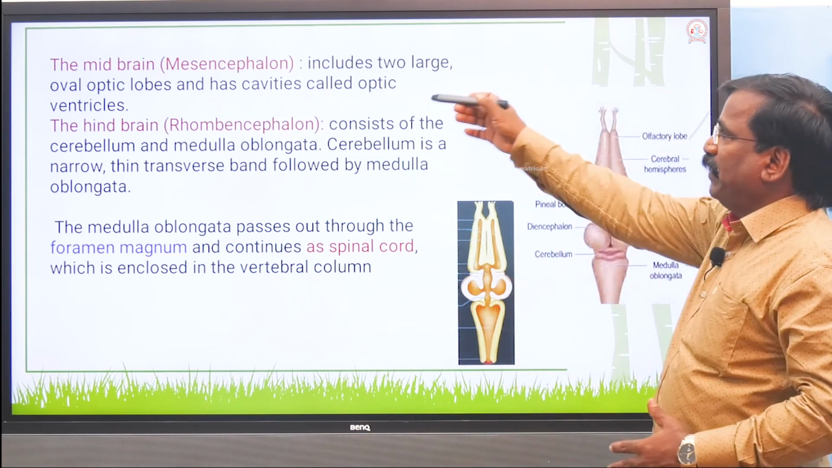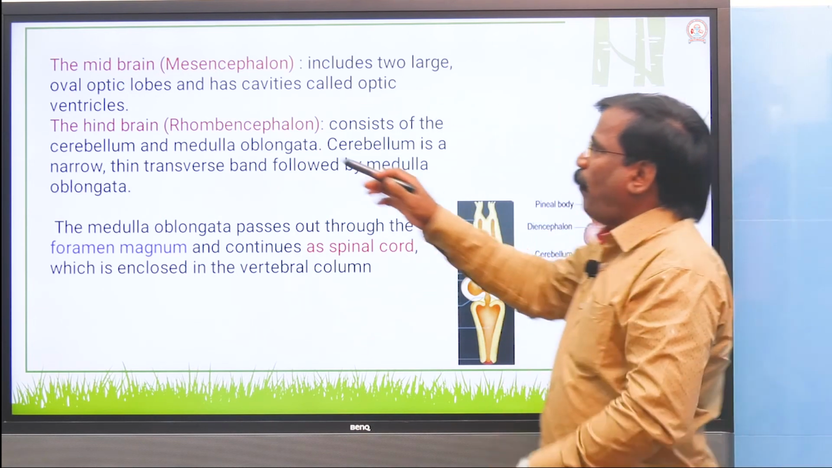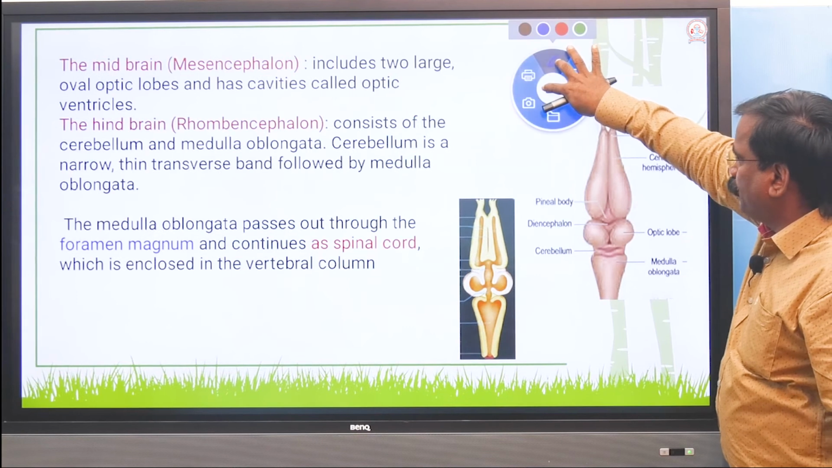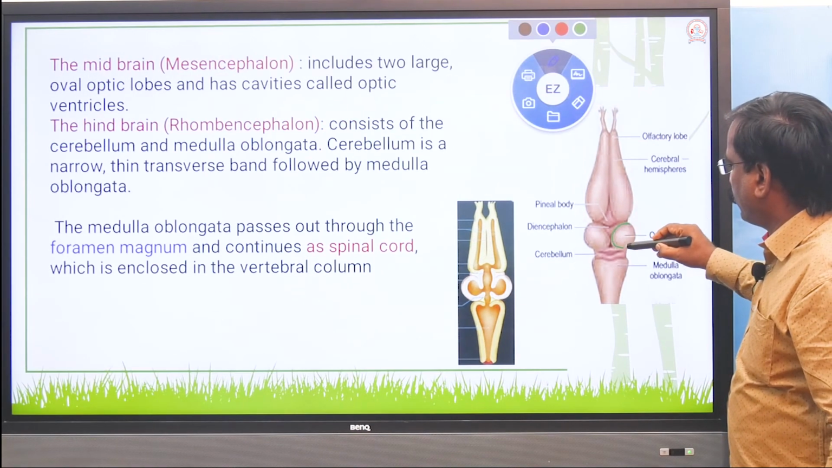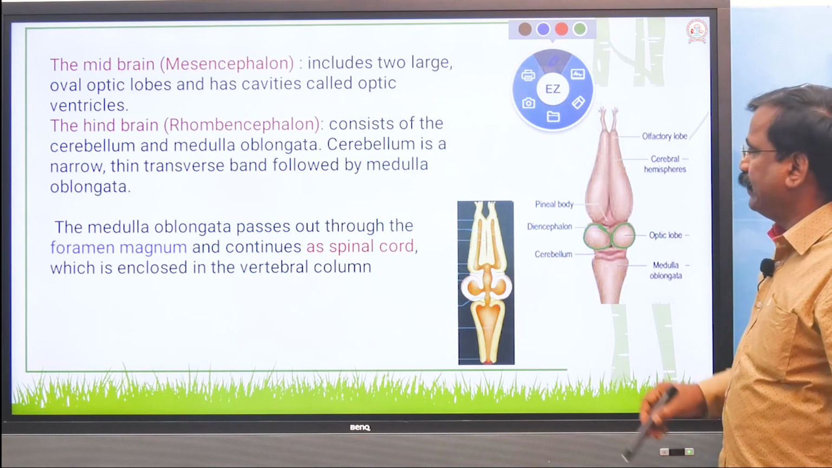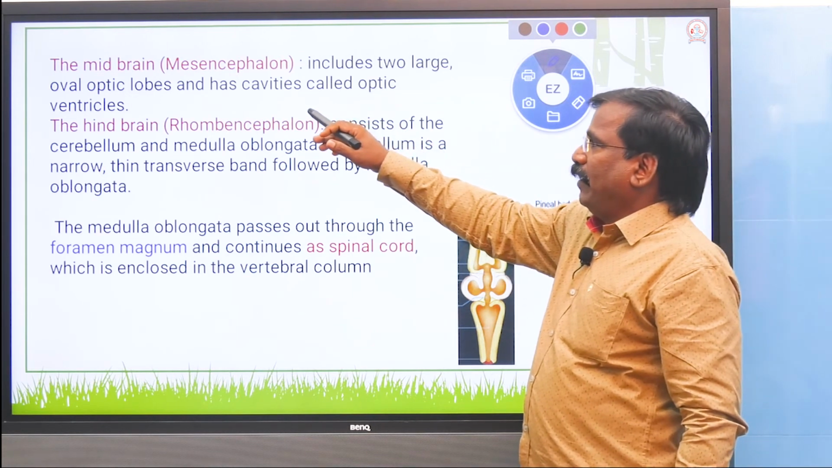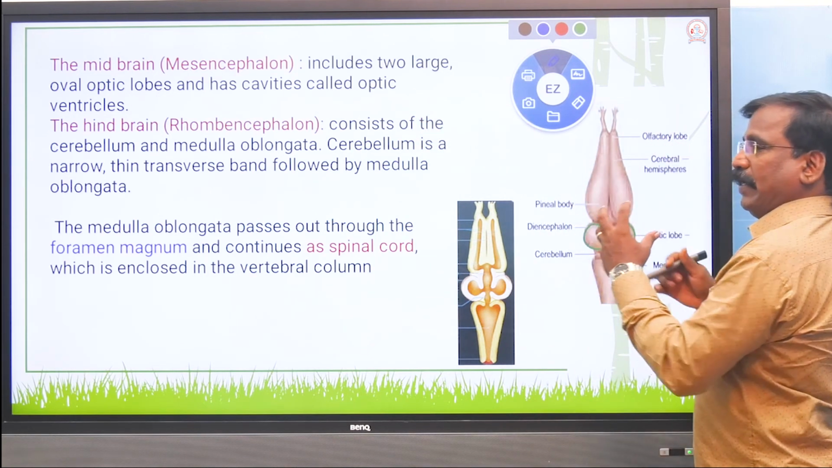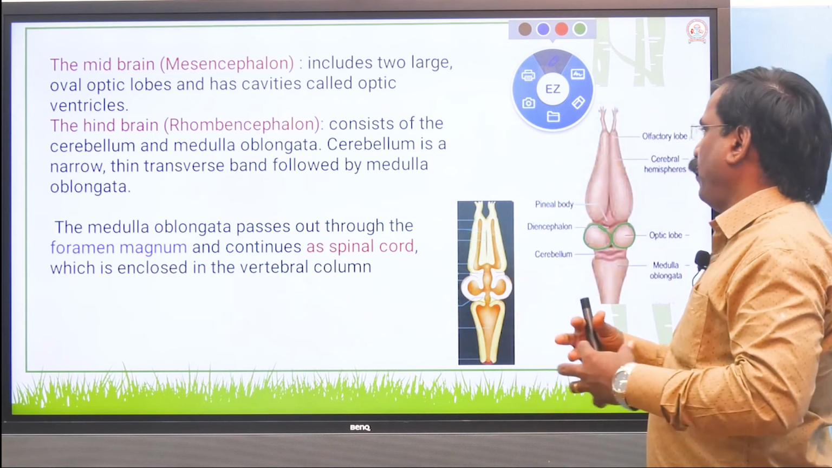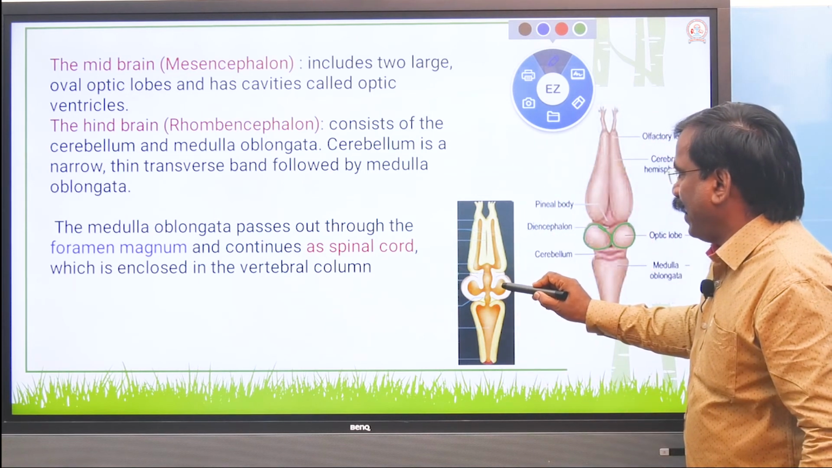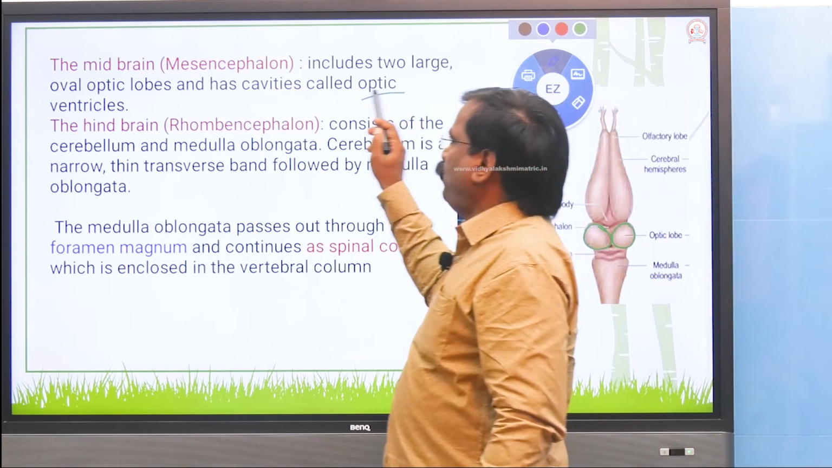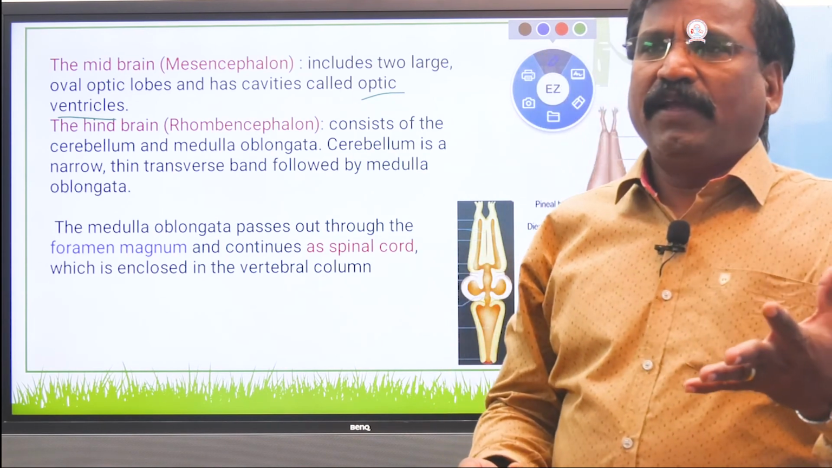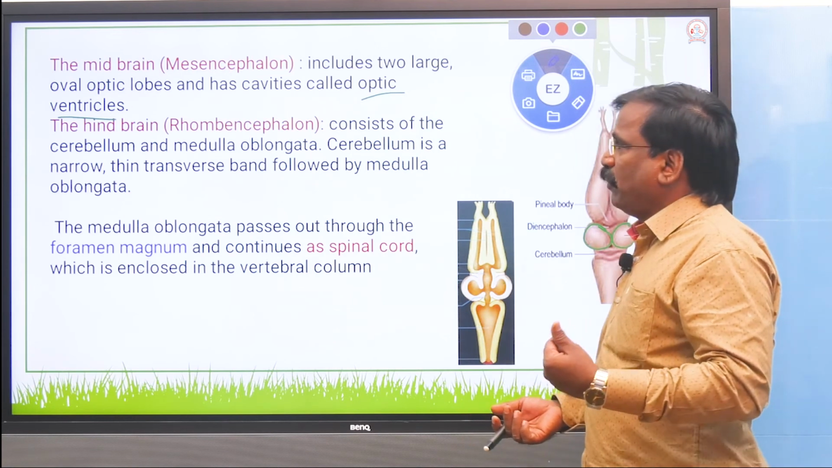Coming to the midbrain, the mesencephalon, it has 2 large oval optic lobes. Only these 2 large optic lobes make up the midbrain. Inside, it encloses a cavity called the optic ventricle. Ventricle means a space. The space inside the optic lobe is the optic ventricle.